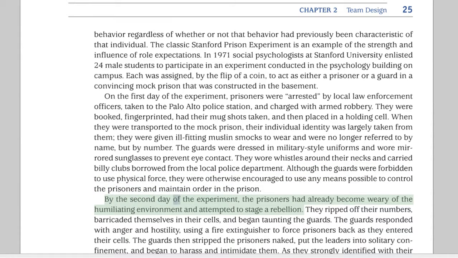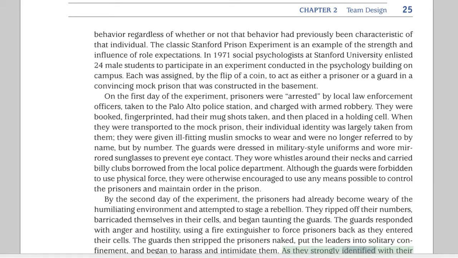By the second day of the experiment, the prisoners had already become weary of the humiliating environment, and attempted to stage a rebellion. They ripped off their numbers, barricaded themselves in their cells, and began taunting the guards. The guards responded with anger and hostility, using a fire extinguisher to force prisoners back as they entered their cells. The guards then stripped the prisoners naked, put the leaders into solitary confinement, and began to harass and intimidate them.